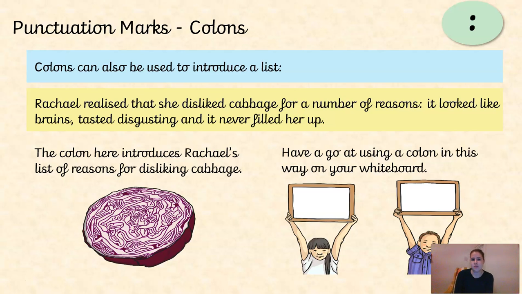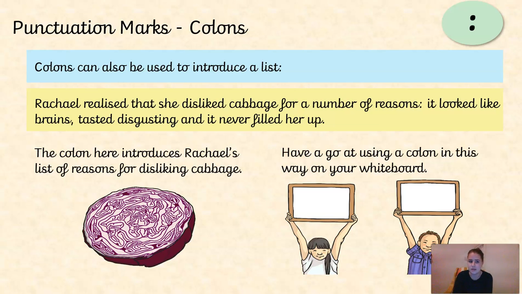Now, this is where it gets tricky because colons can also be used to introduce a list, which we saw in the example before with the shopping list. So Rachel realised that she disliked cabbage for a number of reasons. Now that phrase, number of reasons, is suggesting to us that we're going to have a list. There's going to be more than one reason as to why Rachel does not like cabbage. So we're now going to list them. So I'm going to introduce my colon and I'm going to expand on my list.